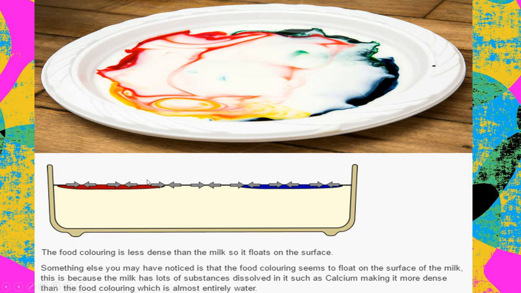And what do these areas represent? Remember, it represents the skin of the milk. So when I put the food coloring in my milk, or if you do it at home, when you put the food coloring in your milk, the food coloring is going to stay on the top because it's less dense than the milk. Something else you may have noticed is that the food coloring seems to float on the surface of the milk. This is because the milk has lots of substances dissolved in it, such as calcium.